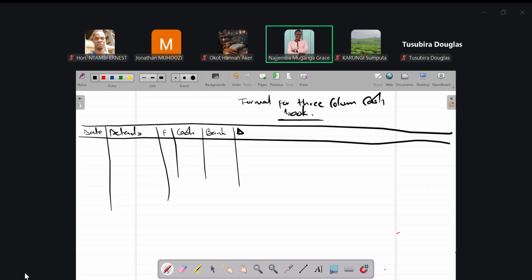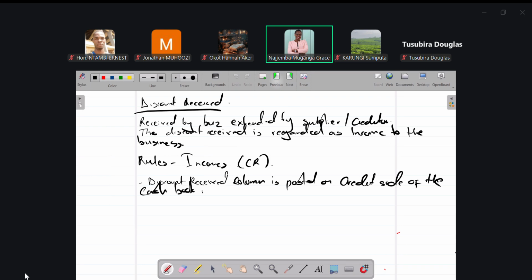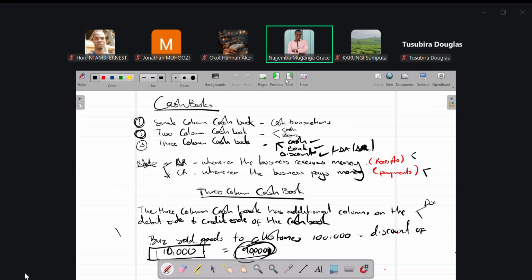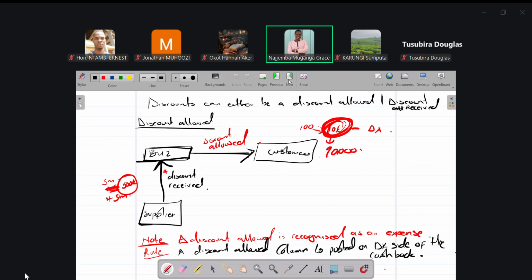Okay, it's not any different. As we go on, we shall create our time and look at the double column cash book. With the double column cash book, we don't have the discount, just cash and bank. So I'll come back to that.